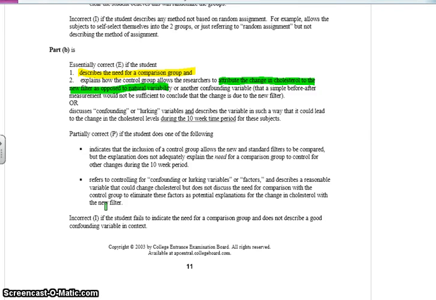Okay. Common errors here would be to just say that it allows us to compare. That's not enough. Another would be to say, well, it eliminates confounding variables, but not really being specific in how that can be, when we look at the change in cholesterol, how those confounding variables affect that. Okay, so there's a lot of leeway with the way you say this, but there's also some specific things that the rubric is looking for. Okay? All right.